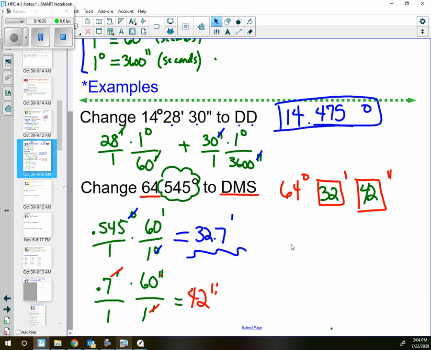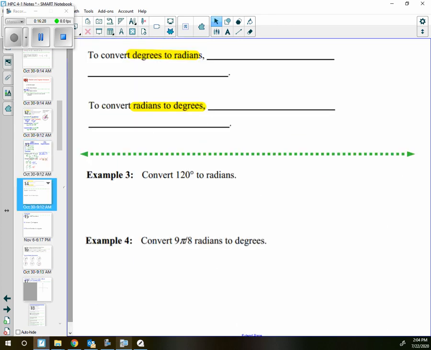Okay, so let's talk about our 2 methods now. So we've talked about degree measure and we've talked about radian measure. What we want to be able to do is kind of seamlessly go back and forth from one to the other.